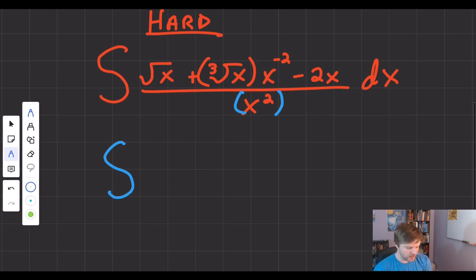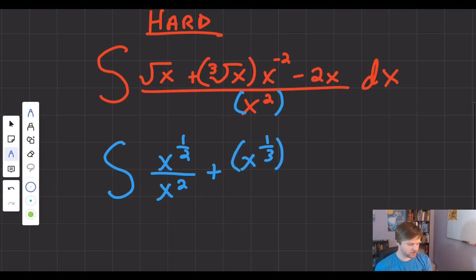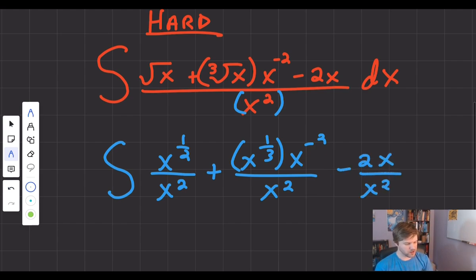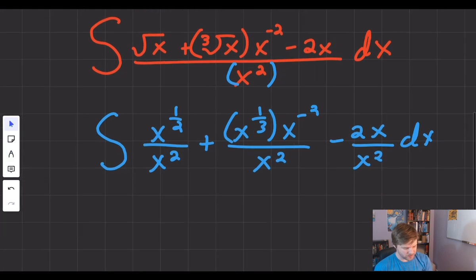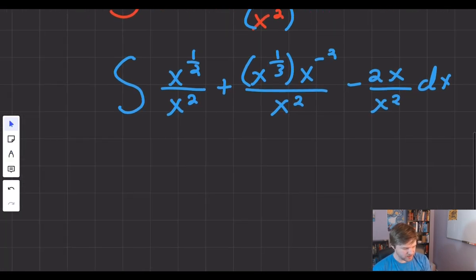So this becomes x to the 1/2 divided by x squared plus, now here, I'm just going to make this x to the 1/3 times x to the -2 all over x squared. And we'll simplify this later by just moving this down here. But for now, let's leave it like that. And then minus 2x over x squared, dx. So I rewrote it. And let's simplify it one more time and split everything up.